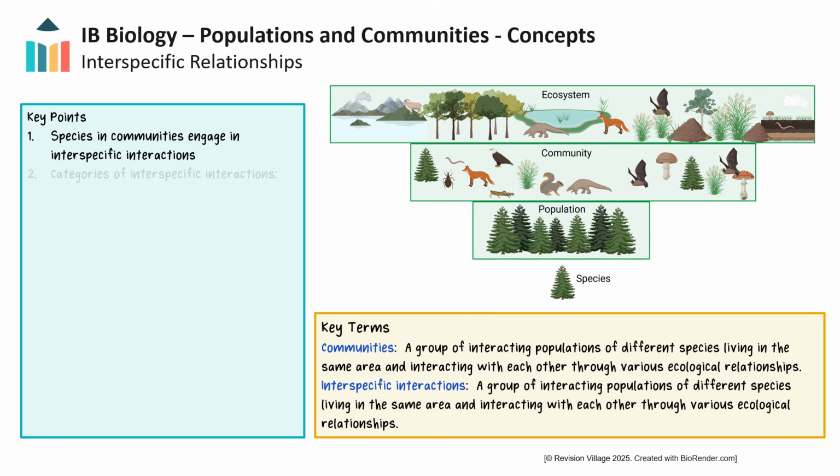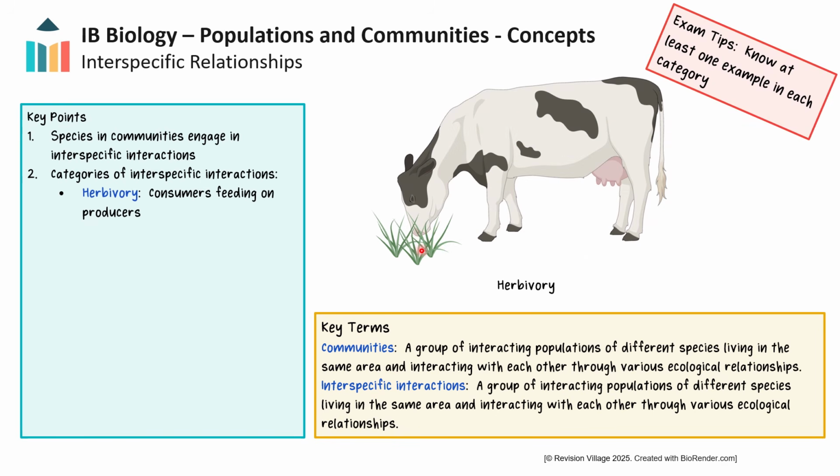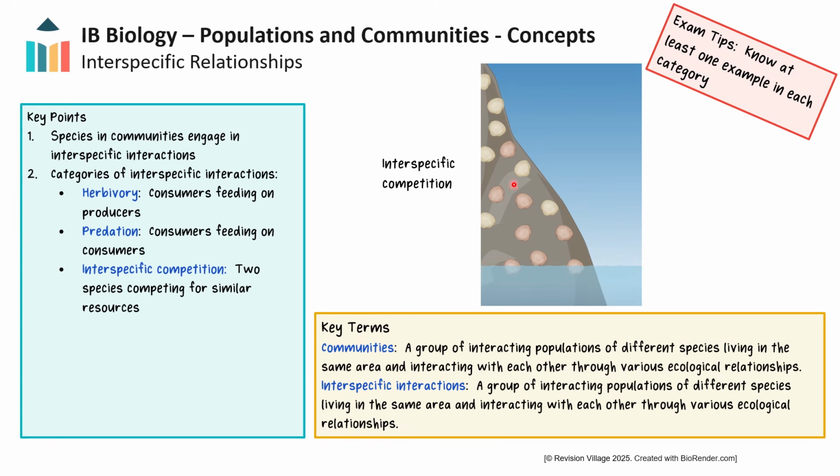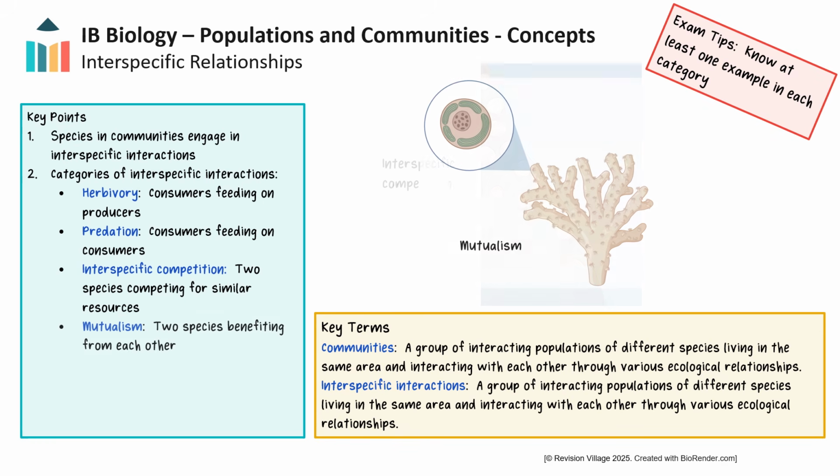Interspecific relationships can be categorized as herbivory, where primary consumers feed on plants like cows grazing on grass; predation, where one consumer, the predator, feeds on another consumer, the prey, for instance, when ravens hunt mice for food. Interspecific competition is when two species are competing for similar resources, for instance, barnacles that compete for space and food in an intertidal zone.